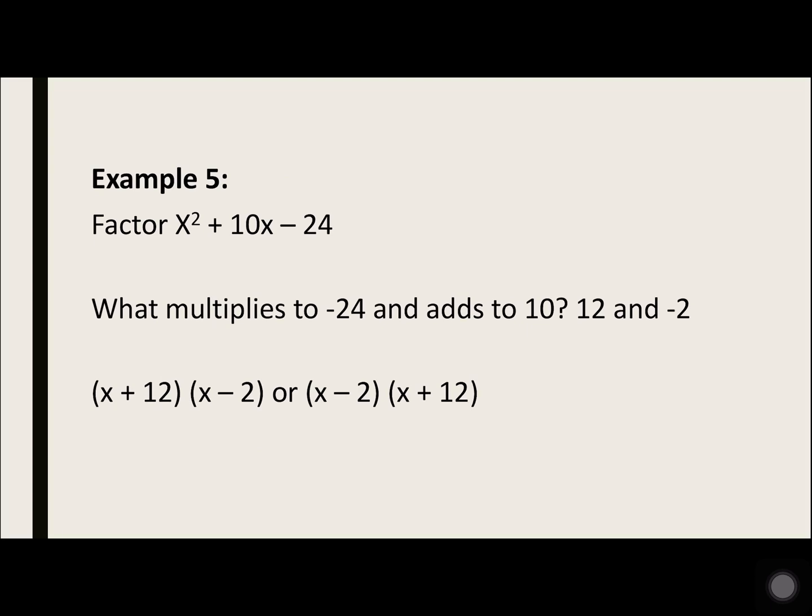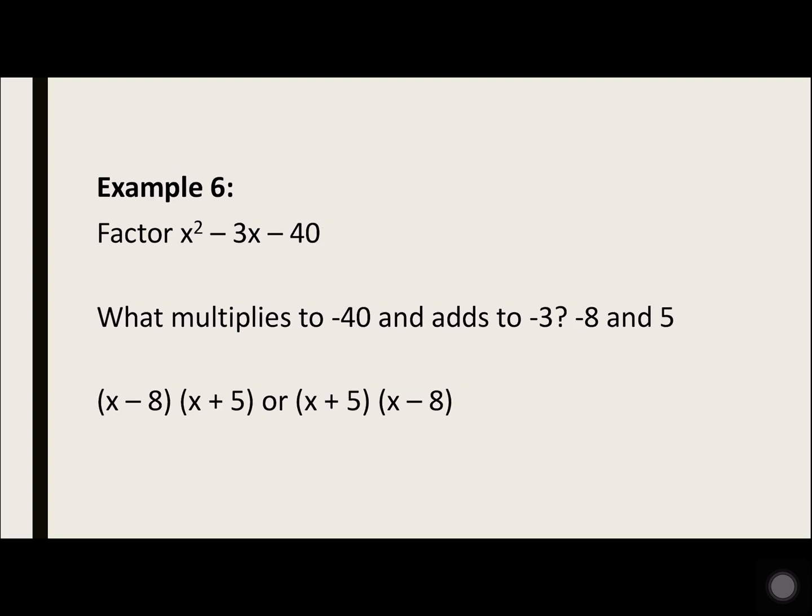Example 5, factor x squared plus 10x minus 24. What multiplies to negative 24 and adds to 10? Positive 12 and negative 2. 12 minus 2 is 10. 12 times negative 2 is negative 24. So x plus 12, x minus 2, or x minus 2, x plus 12. The 12 has to be positive because remember, when the signs are different, you take the bigger one, and that 10x is positive. So the bigger number 12 has to be positive.